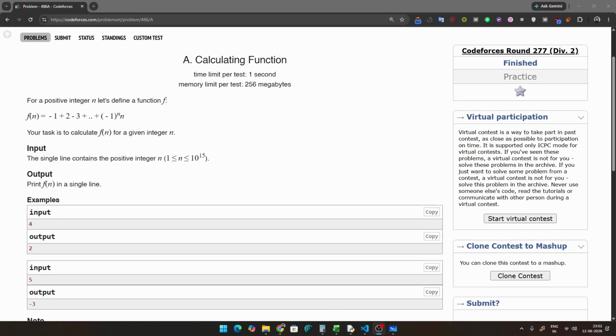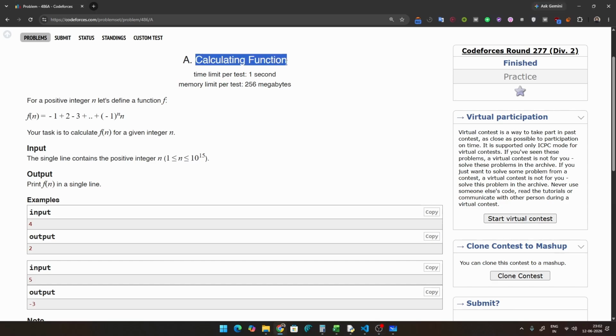We're doing Codeforces problems in Python. In today's episode, we're doing problem 486A. This problem is called Calculating Function. Now, this is an easy problem, but it's an important problem because it teaches you how to think with respect to the input parameters. That's something that we don't do generally while solving these A problems, but it's a very interesting problem. Let's go ahead and see how to solve it.